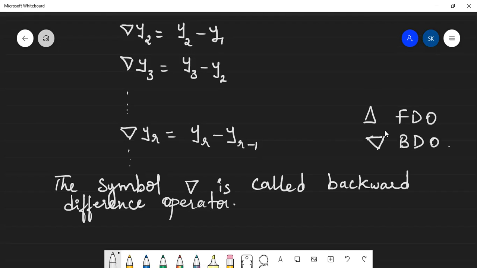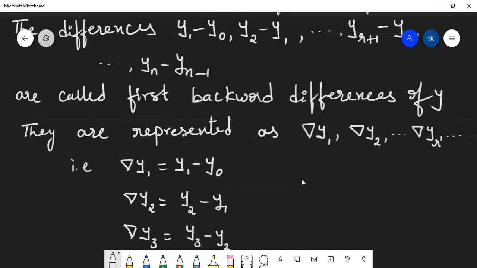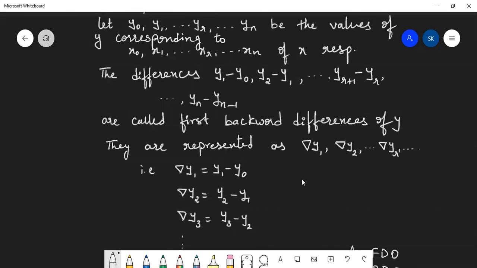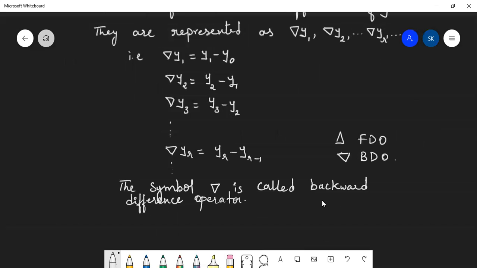Fine. Now shall we write? Once I'll show you how we got it. We have defined a function and we had the general points x0, x1, so on, and the corresponding y values y0, y1, so on. So the differences are called first backward differences of y. That is y1 minus y0, y2 minus y1, so on. It is represented as backward delta y1. What is backward delta y1? It is y1 minus y0. What is backward delta y2? It is y2 minus y1, and so on. Now how to write the second differences? I should subtract these two.